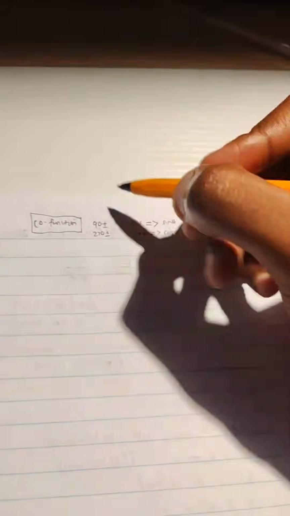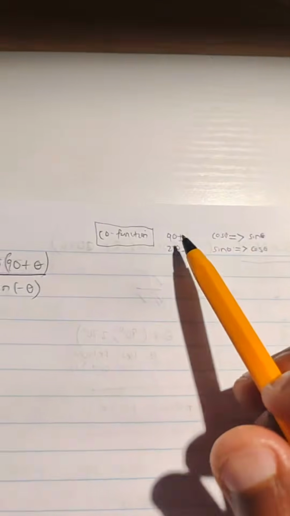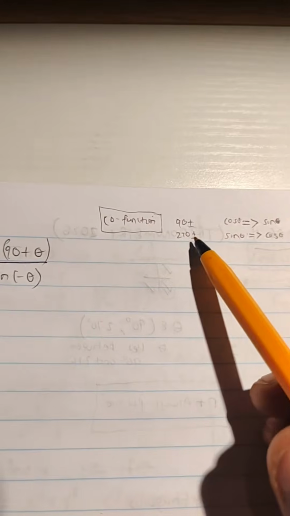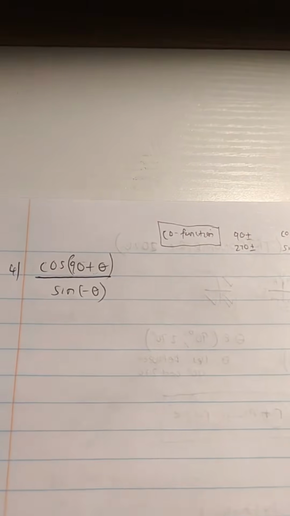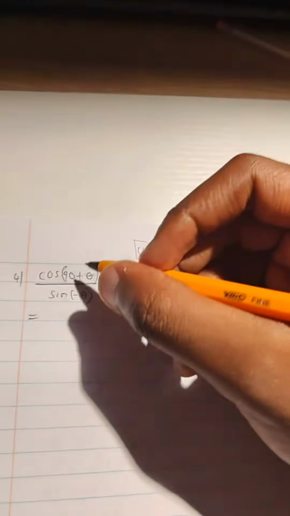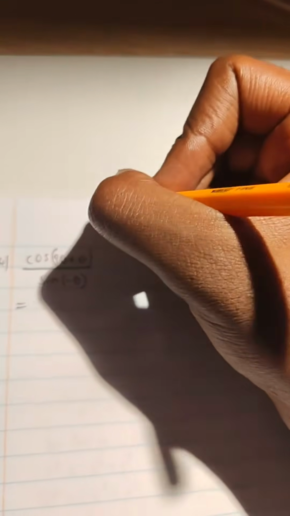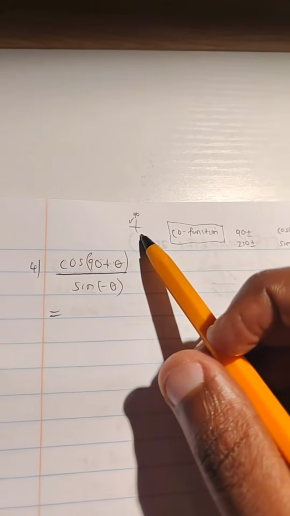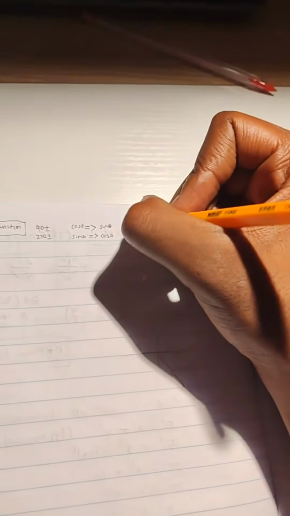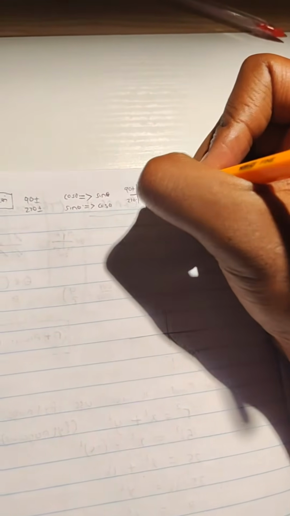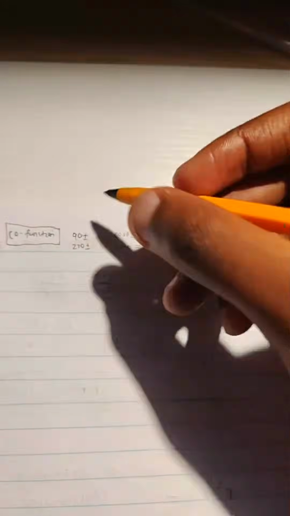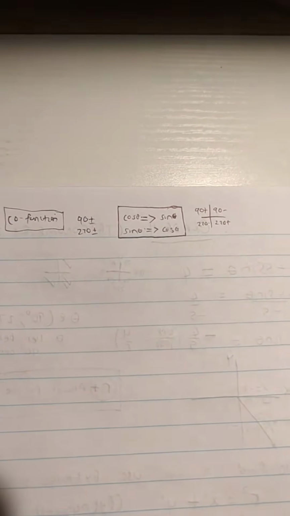So whenever you have a 90 plus or minus or 270 plus or minus, the trig ratio changes. Cos changes to sine, sine changes to cos. So if we are evaluating cos of 90 plus theta, the first question we ask, 90 plus theta is in which quadrant? Obviously in the second. So for cofunctions we have 90 plus, 90 minus, 270 minus, and 270 plus. That's where obviously trig ratios change. Cos changes to sine, sine changes to cos.